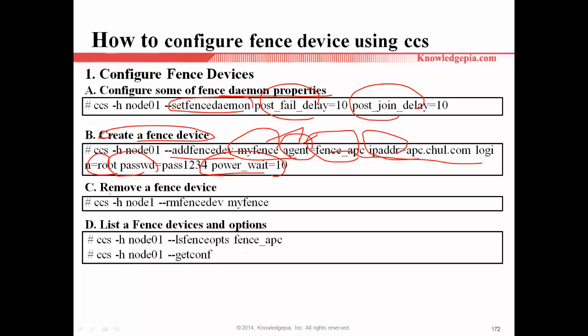If we want to delete this kind of fence device, we can use rm fence device. If we want to list the fence devices and options, this one will show all the fence devices we can use. And if you put a specific fence agent here, then this command will show the fence_apc's options. And if you want to see all the information, then use get conf.